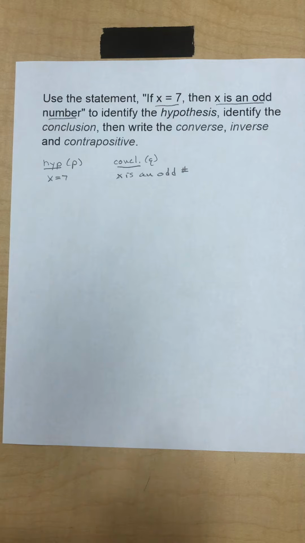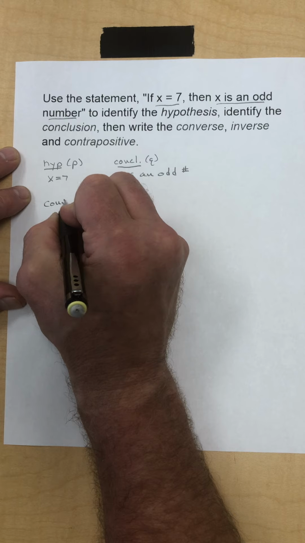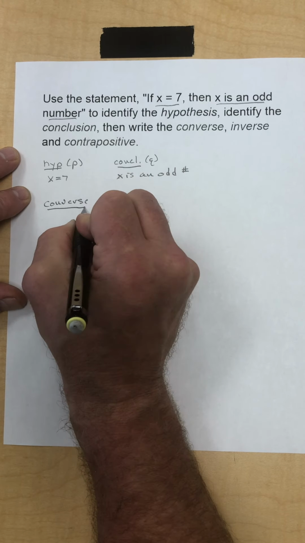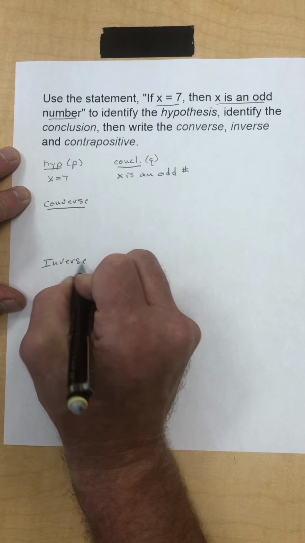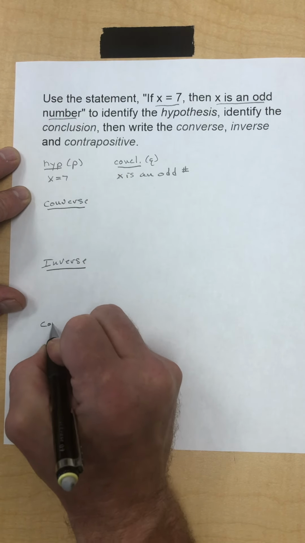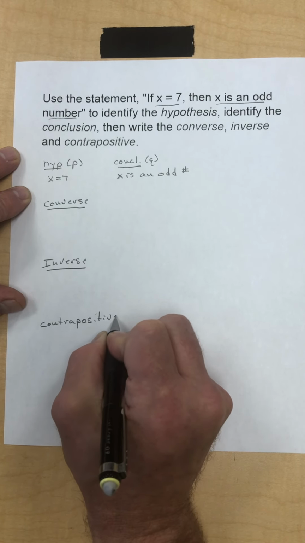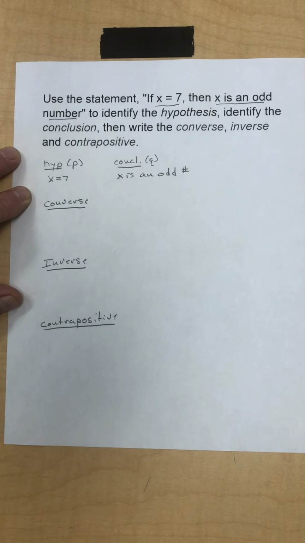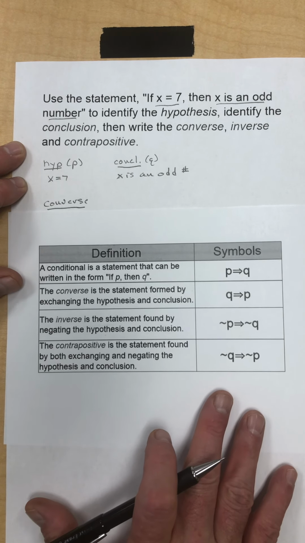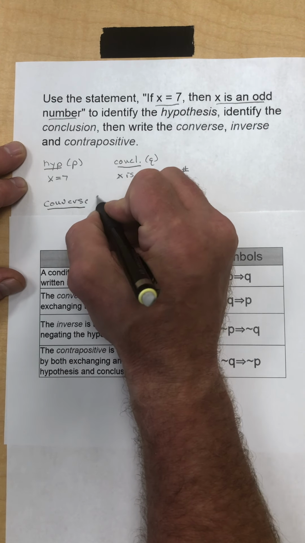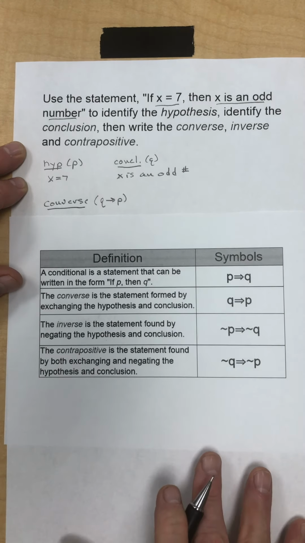It wants us to do the converse, then the inverse, then the contrapositive. So again, you go back and say, the converse, we don't negate it, we just switch P and Q. So it would be Q implies P, or if Q, then P.